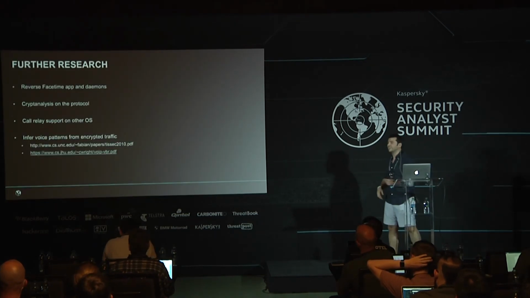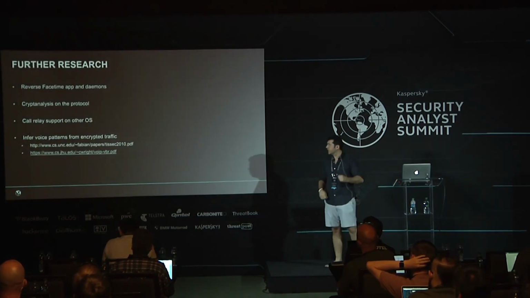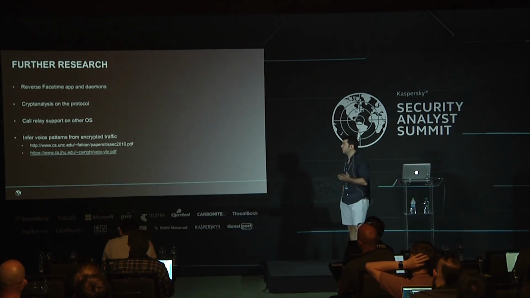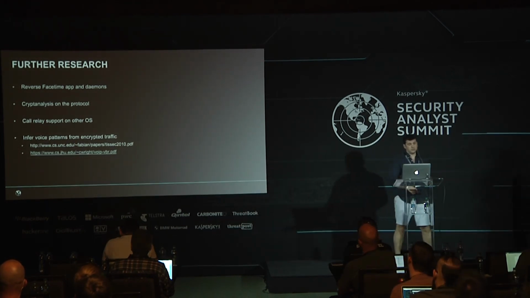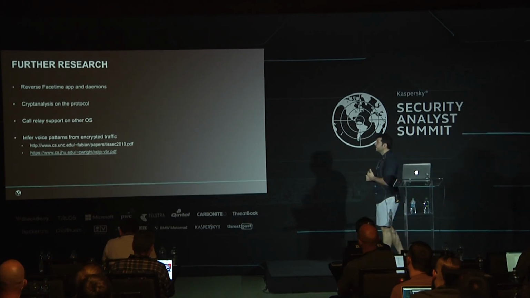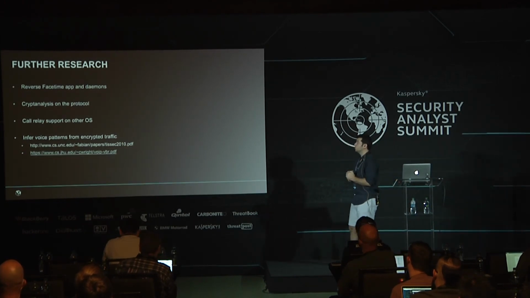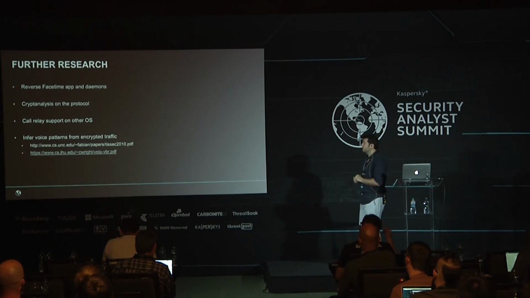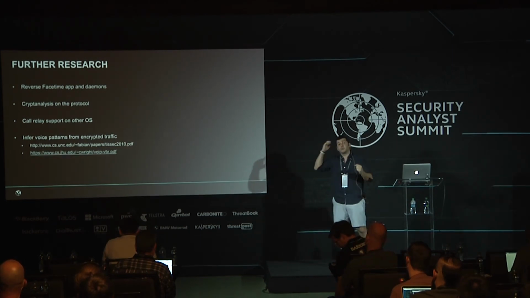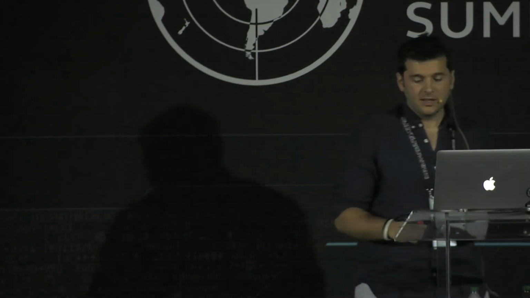I always like to put a slide for further research in case you guys are interested. It would be interesting to reverse the FaceTime app and find other stuff. I'm not good at reversing binaries, so this is something that could be done as well. Do crypto analysis on the protocol, that would be super interesting. You can have call relay support on other OS, just to annoy Apple, I guess. And an interesting paper I found was that you could correlate information by looking at the length of packets because this is a stream cipher. I noticed that when you mute, it always has 87 bytes and stuff like that. So there could be something interesting there.